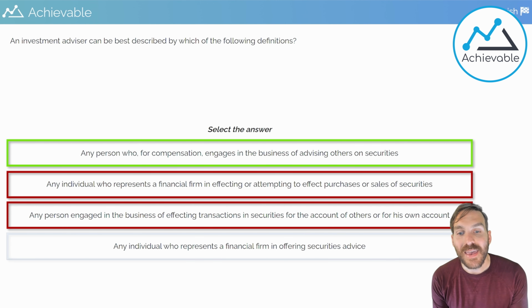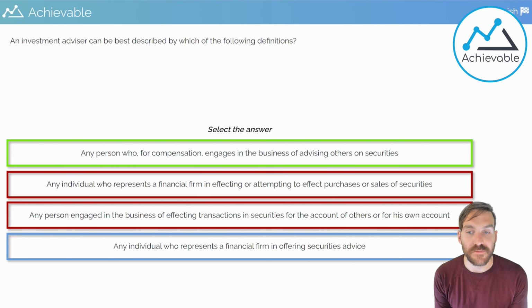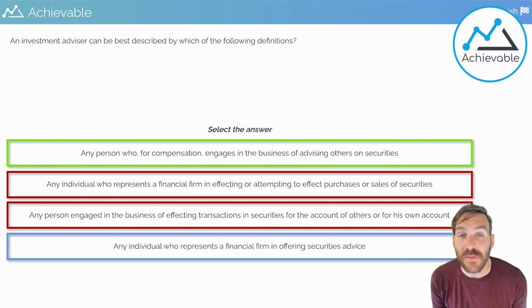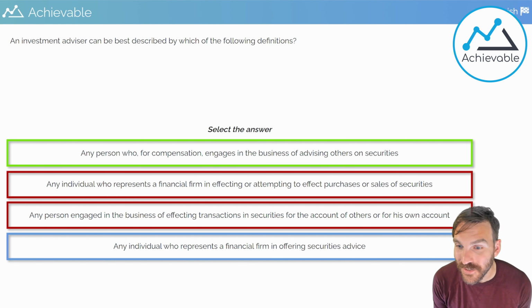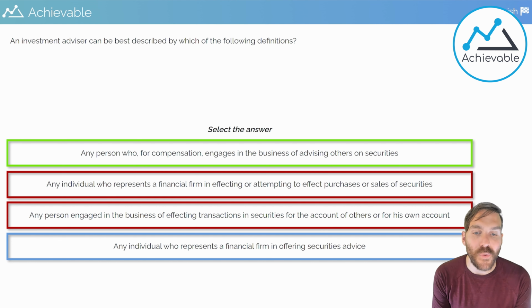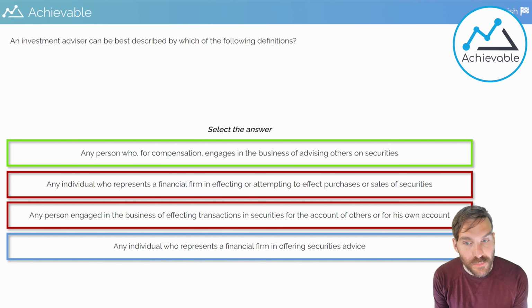The last one, any individual who represents a financial firm in offering securities advice. This is an answer that I wouldn't be surprised if a lot of people thought it was the right answer. It is certainly close, right? Talking about securities advice, offering it certainly seems like it's a business-related activity, but really the big thing that gives it away here, again, is the word individual. Investment advisors are firms, are businesses.